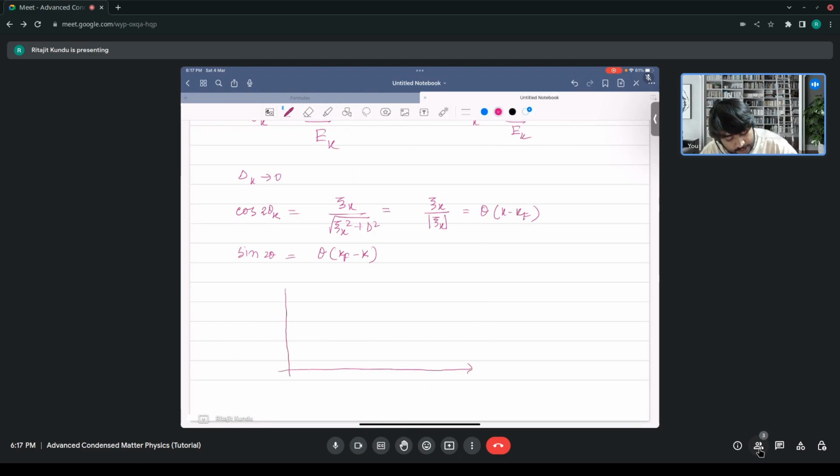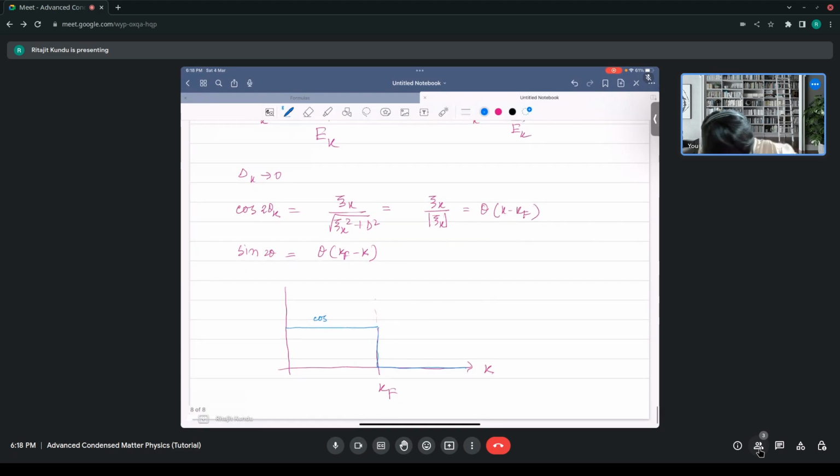If you want to plot it, let's say this is my momentum direction and this is my kf. Before kf I only have this cosine of theta, so this becomes just this Heaviside function, and after kf this becomes 0. Okay, so this is the picture at temperature 0. If you turn on temperature, then you will see that this actually will smear out. Okay, so this is cosine theta k.